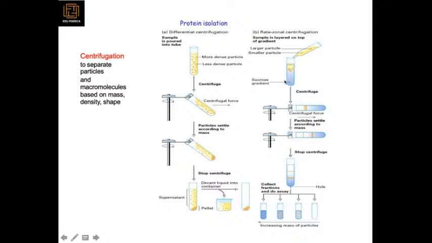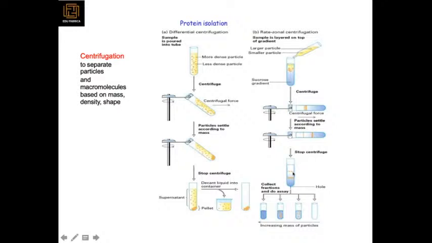So you have your sucrose gradient. You take a sucrose gradient and then you put your sample on top. So you go for centrifugation. There will be two kinds of particles, one with less mass and less density, and one with more density, and they will differentiate like this.